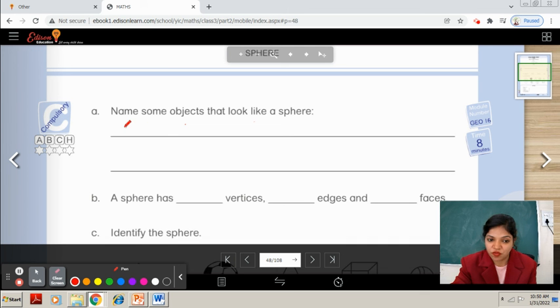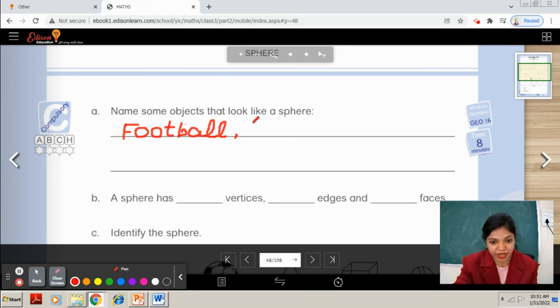Yes, football, very good. What are the spellings of football? F, double O, T, B, A, double L, football.